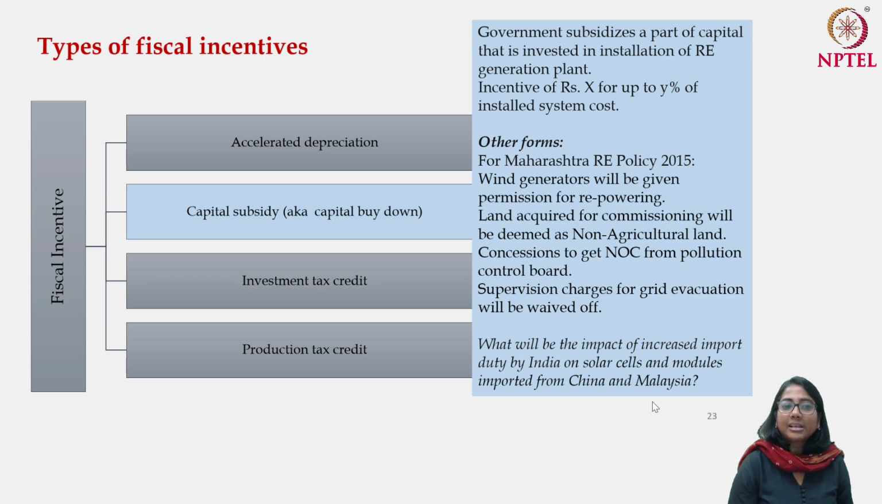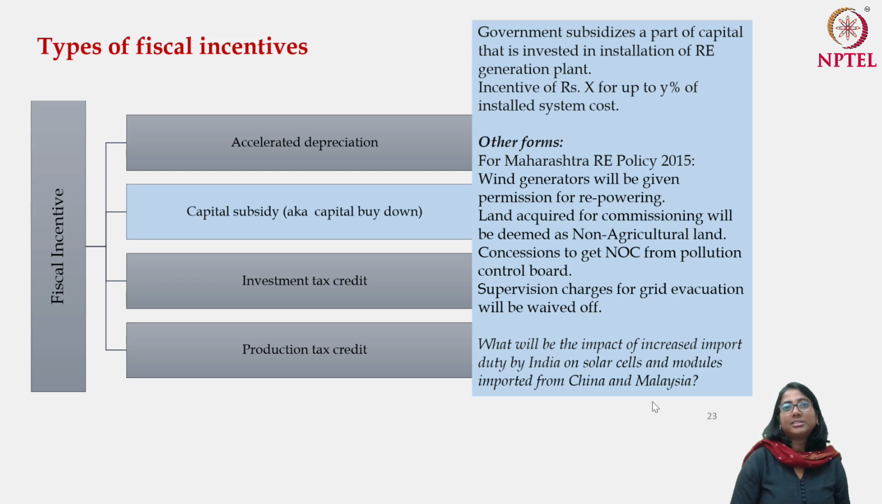So what I'm trying to say is that fiscal incentive is one form of easing the process, but there are other forms as well. And many a times you see that there are multiple instruments working together in order to promote renewable energy generation in the country.